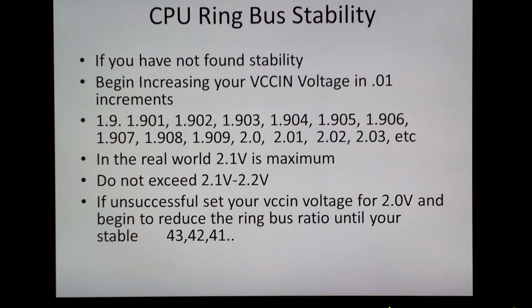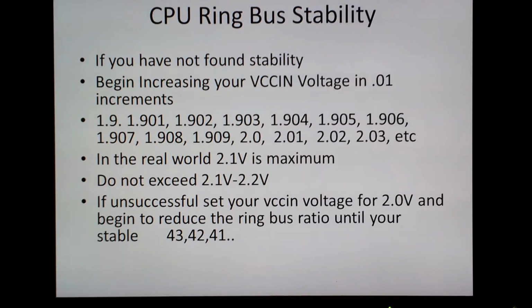Now, if you have not found any stability so far, what you need to start doing is start increasing your processor input voltage, which is your VCCIN voltage. I recommend increasing the voltage in 0.01 increments. So because we're starting at 1.9, your next increment would be 1.901, and then 1.902, and so on, and you're going to move up all the way to 2.1 volts.